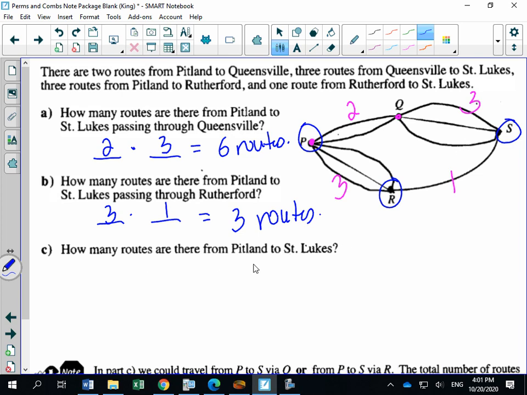How many routes are there from Pitland to St. Luke? So Pitland to St. Luke, we realized we could go in this direction or we could go in this direction. So I'm going to introduce a new word, and that's going to be "or." I already told you in lesson 1, part 1, that "and" means multiply. "Or" is going to imply addition. We're going to add. Okay, so how many routes are there from Pitland to St. Luke? We know that we could go this way, and we would get 6 routes.